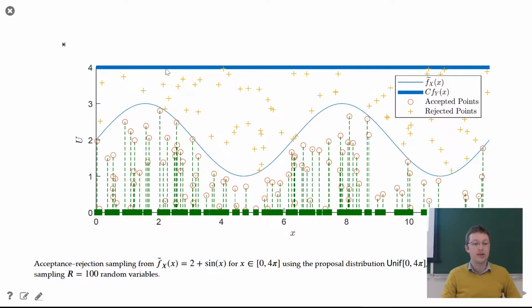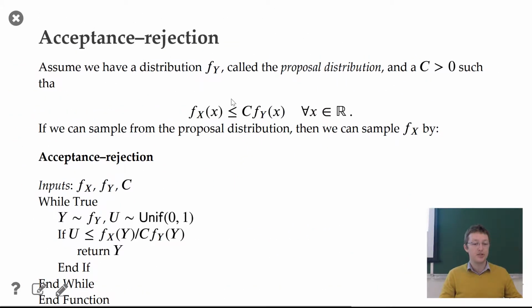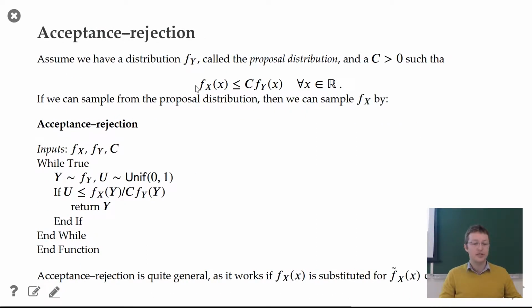So this blue line here shows you the density of a uniform distribution. If you take a uniform distribution between 0 and 4 pi in this case, and you multiply it by 16 pi, that's c equals 16 pi here. So that's what you have to start with for acceptance-rejection to work. So you've got your density you want to simulate from, you dominate it by a constant times some other density, assuming you can sample from this other density.